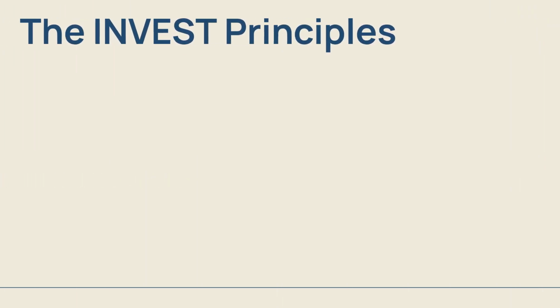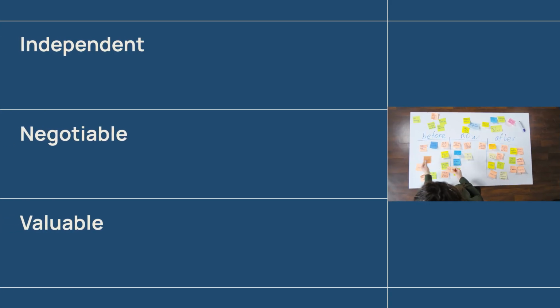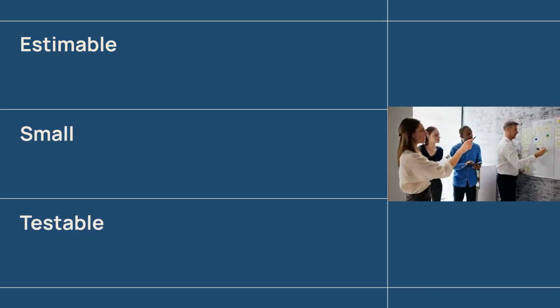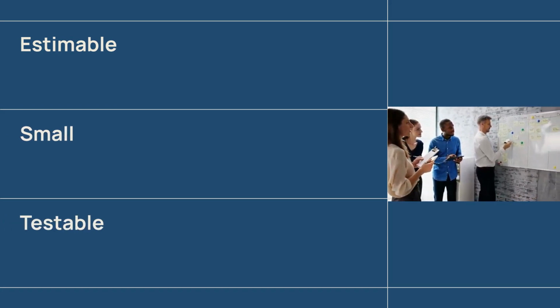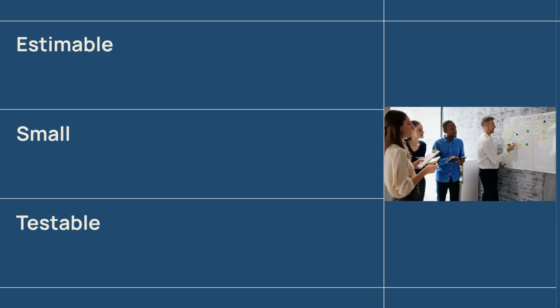Let's start with INVEST, which stands for Independent, Negotiable, Valuable, Estimable, Small, and Testable. This is the quality checklist for every good user story. Independent means the story should stand alone with minimal dependencies. Negotiable means it's a conversation starter, not a contract. And valuable means it must deliver discernible value to the end user. Estimable means the team can reasonably size the work. Small ensures it fits within a single sprint. And finally, testable means you can verify the story meets its acceptance criteria.